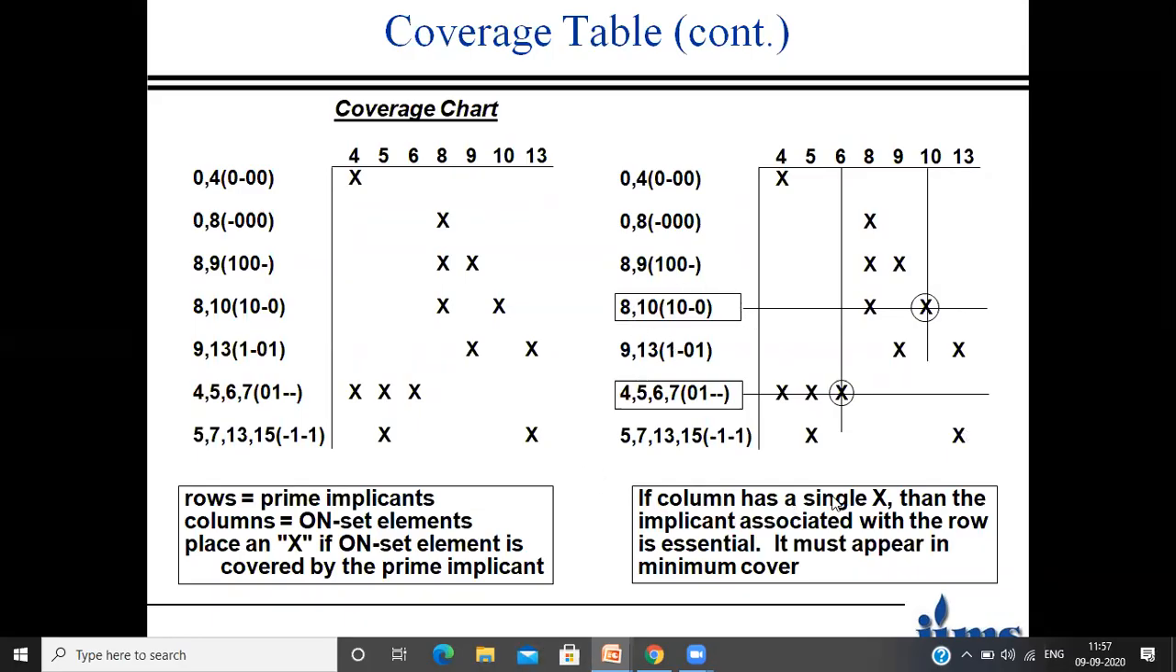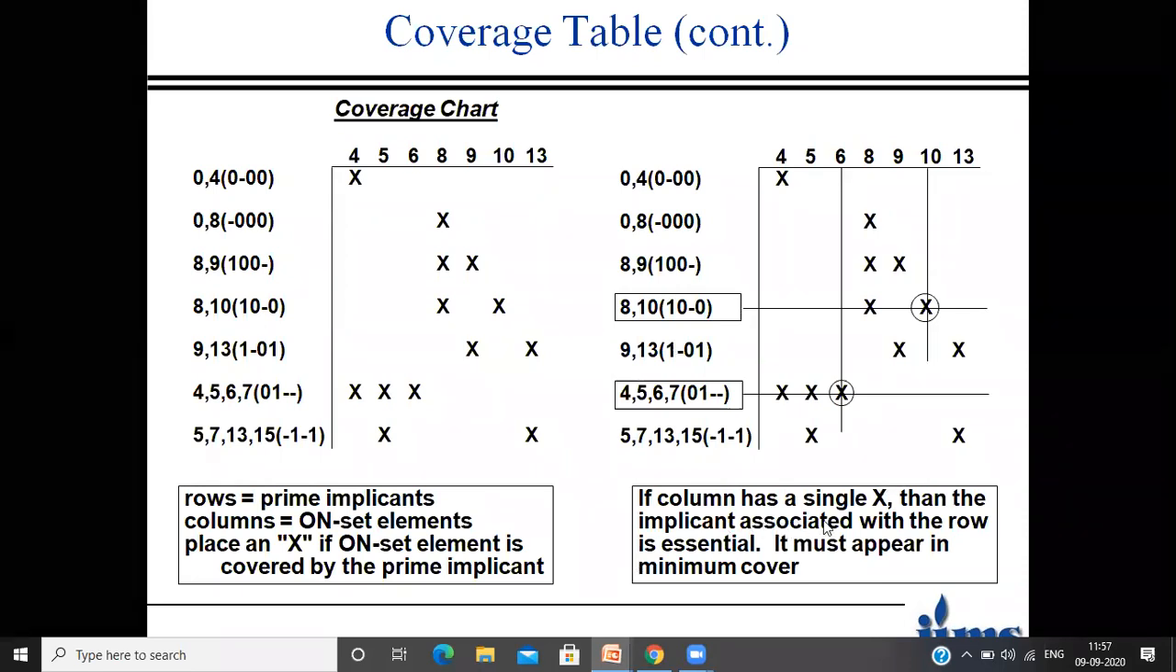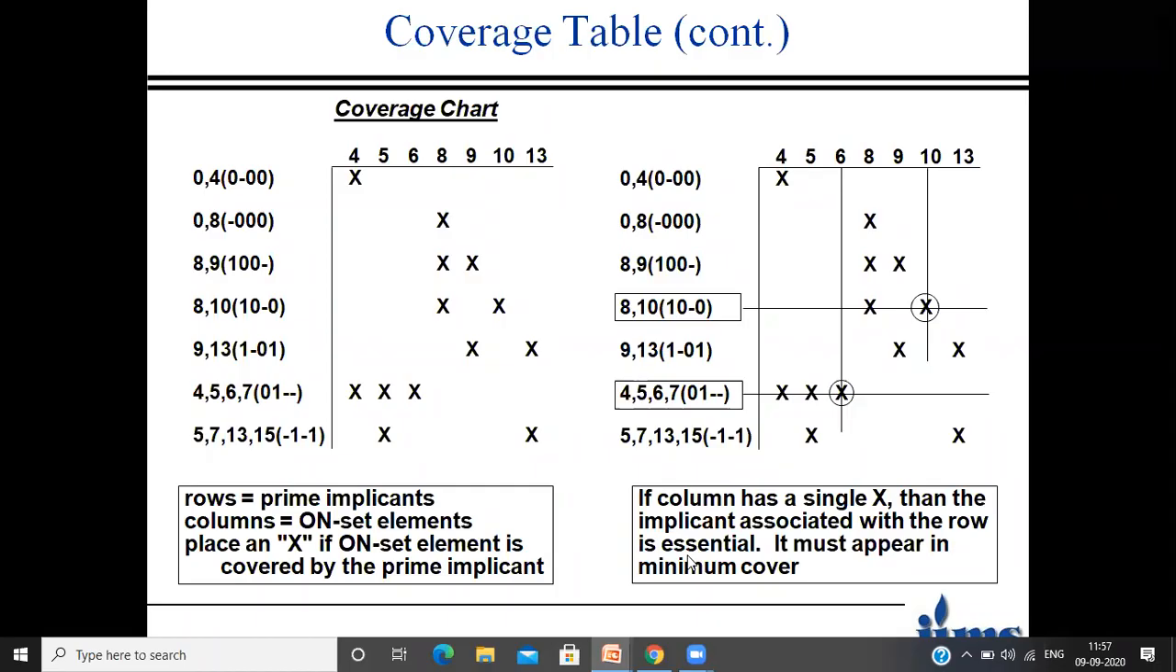If the column has a single X, then the implicant associated with the row is essential and it must appear in the minimum coverage. So these are the essential prime implicants. When you get a question to find the essential prime implicants and the prime implicants, you have to do this process. So these are the essential prime implicants which should be included in the final answer. And next we'll find out whichever pair has been left.